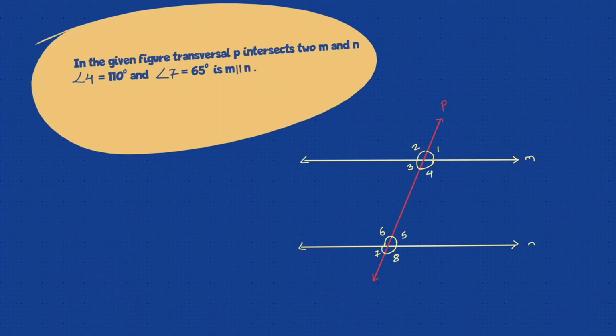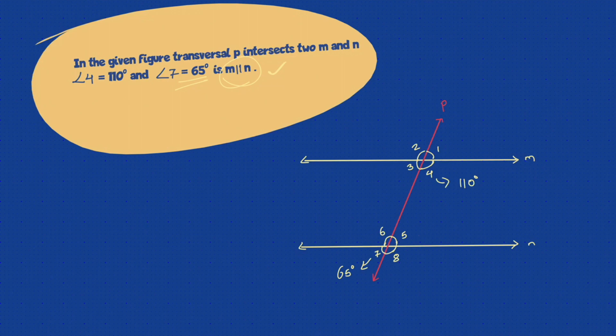Now let's apply whatever we have learned. Now there is a question. In the given figure, transversal P, which is in red, intersects two lines M and N. What is given to me? Angle 4 is 110 degrees, and angle 7 is 65 degrees. So I'll write that as well. The question is: is M parallel to N? Answer that for me.